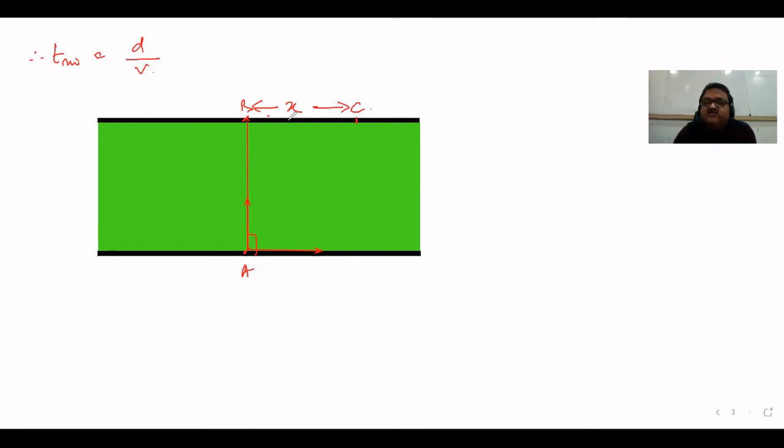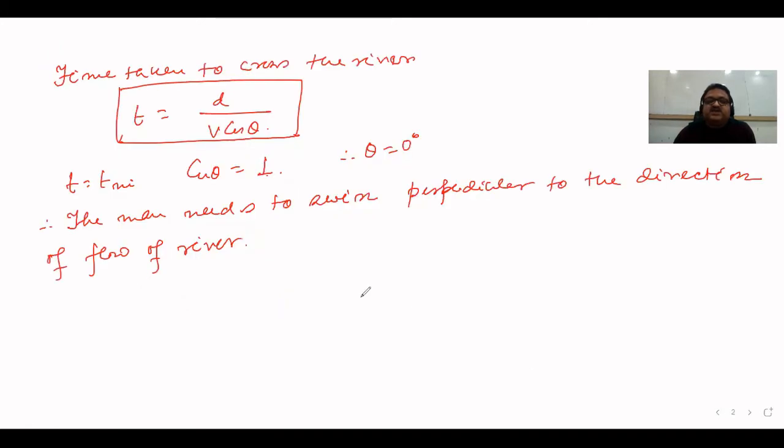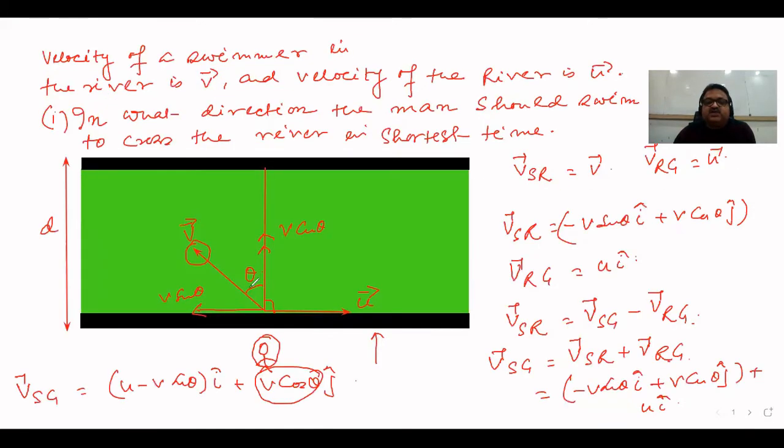Now look at this very carefully. The velocity of the man with respect to the ground would be (u minus v sin theta) i cap plus v cos theta j cap. Now, when theta is what? In this case I took theta with the vertical, so theta is equal to 0 degrees.